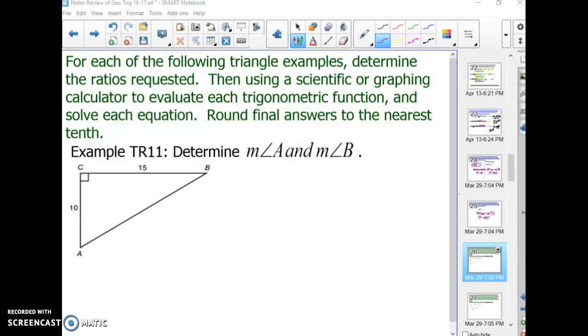All right, so we need to find angle A and angle B. I'm only going to do one of them, so let's find angle B. For angle B, what information do I know? I know the opposite and the adjacent. So the trig ratio that uses that.